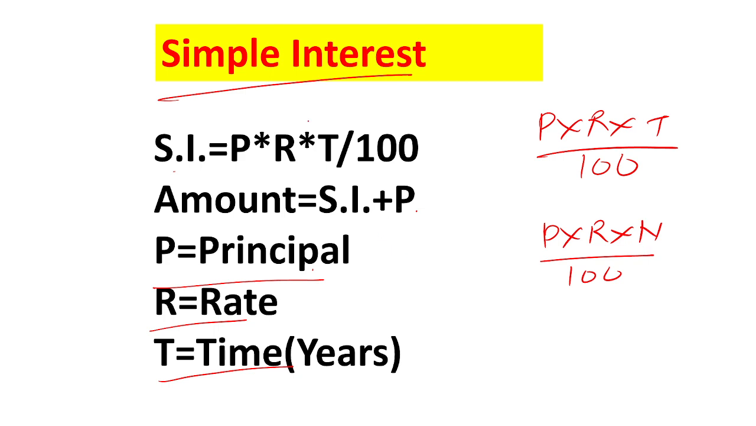So I think everyone got this. First, the simple interest formula is PRT by 100. Whenever you want to find the total amount, that is simple interest plus P. PRT stands for P equal to principal, R equal to rate, and T equal to time. Everyone clear with this? Let's move toward the questions now. I will solve each and every type of question. I will take one question on each and every type.